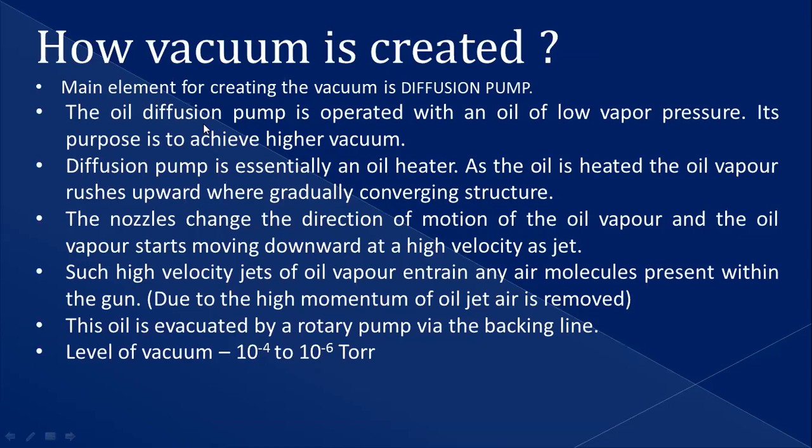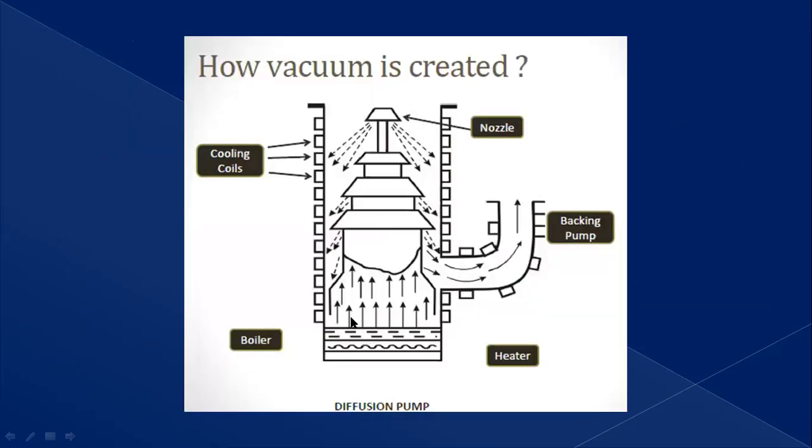The main element in the creation of vacuum is the diffusion pump, the oil diffusion pump. It is operated with an oil of low vapor pressure. Its purpose is to achieve higher vacuum, so it operates at low pressures, because its aim is to create vacuum. The diffusion pump is essentially an oil heater. As the oil is heated, the oil vapor rushes upward into a gradually converging structure. See, this is the oil here, heated up.